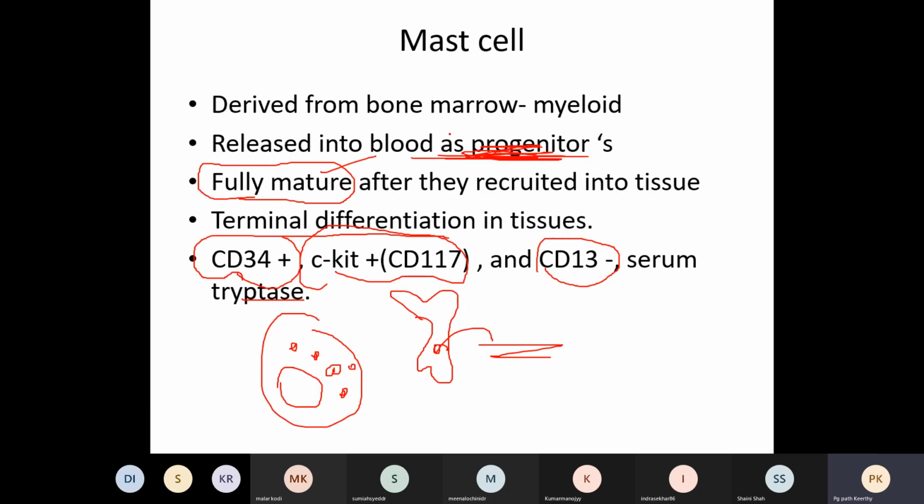What are mast cells? They are derived from your bone marrow, especially myeloid precursors. What is special about mast cells is they are released as immature cells from the bone marrow. Normally, only mature cells are released from your bone marrow into the peripheral circulation, right? But mast cells are released as immature ones. When they reach the tissues, they get matured. So what are the markers for mast cells? It is CD34, c-KIT, which is also called CD117, CD13 negative, and serum tryptase.